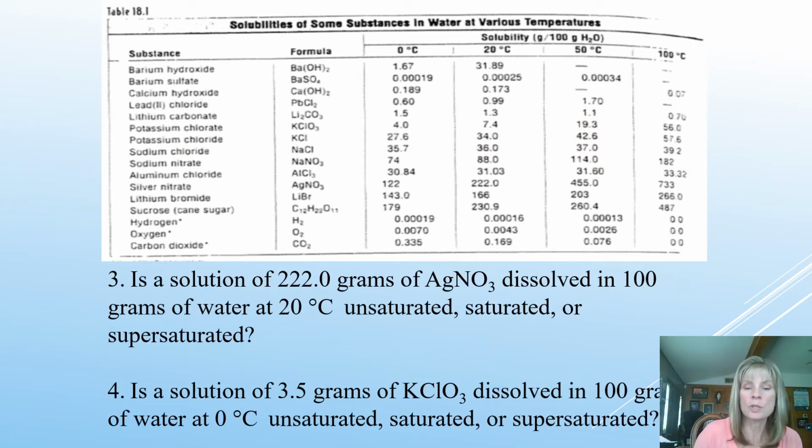Is a solution of 222 grams of silver nitrate dissolved in 100 grams of water at 20 degrees C unsaturated, saturated, or supersaturated? Well, let's find this one. I'll do highlighter again, but not going to do the same color. 222 grams of silver nitrate at 20 degrees. So let's find silver nitrate. There's silver nitrate.